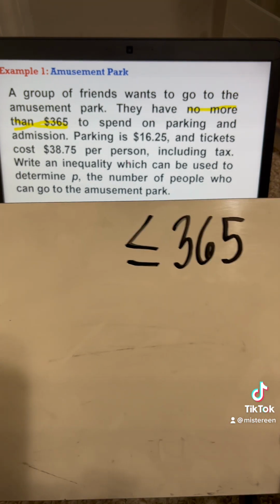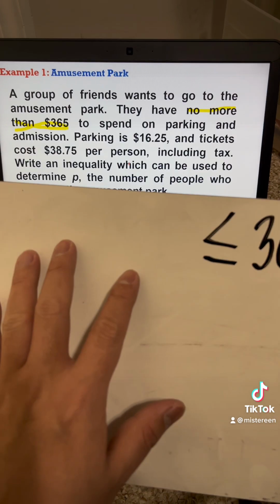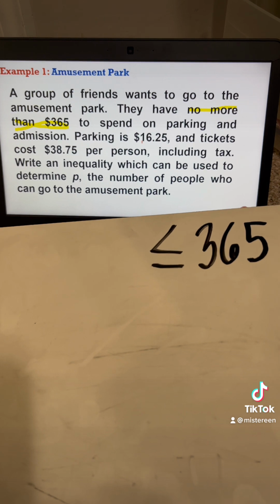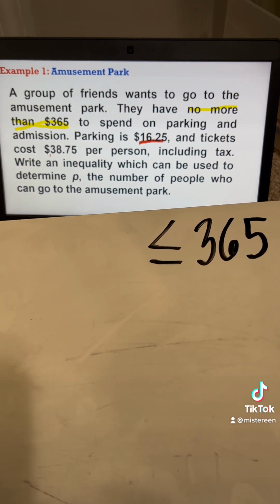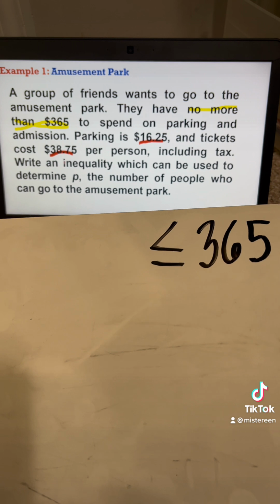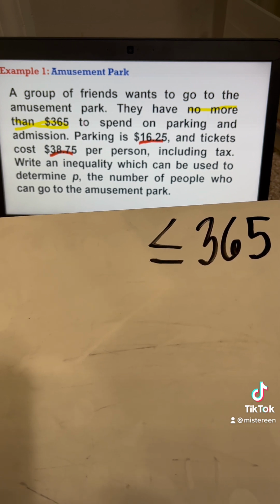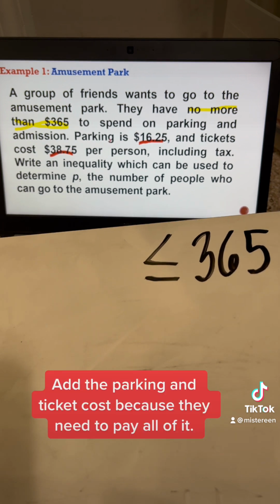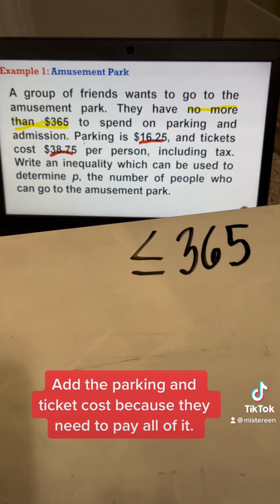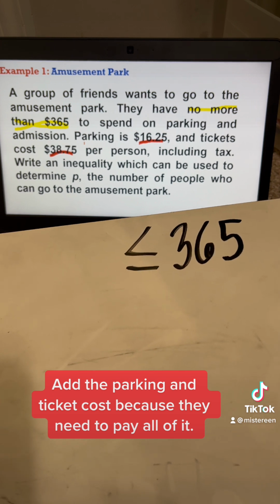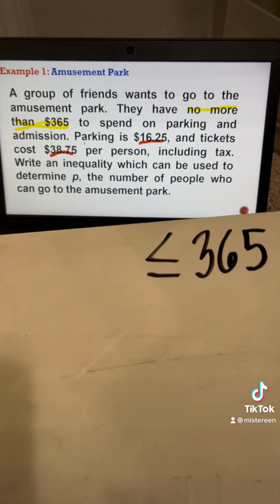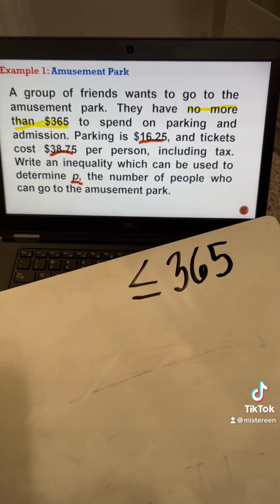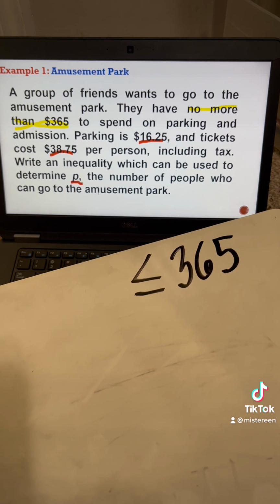All right, next, of course, to complete my inequality, I need to write something on my left side. And going back to the problem, I see other numbers there like 16.25 and 38.75. That's actually the parking fee, and this is the cost of the ticket. When you go to the amusement park, you need to pay the parking and the ticket. So that gives me an idea that I need to add these two numbers. I need to add them because the people who go to the amusement park need to pay these amounts. So addition should be between these two numbers. But also remember that we have to use the variable P, which means the number of people who can go to the amusement park.